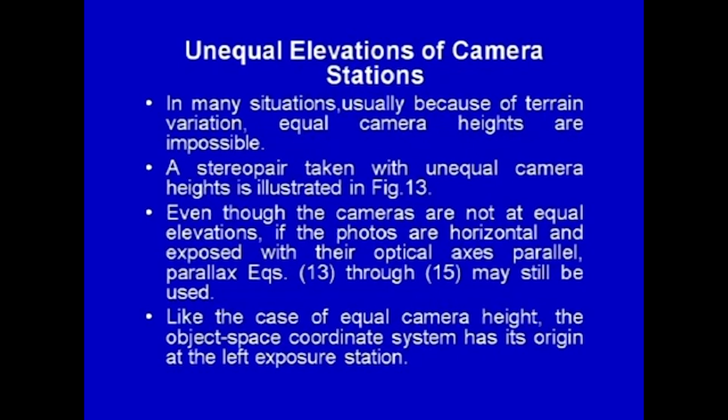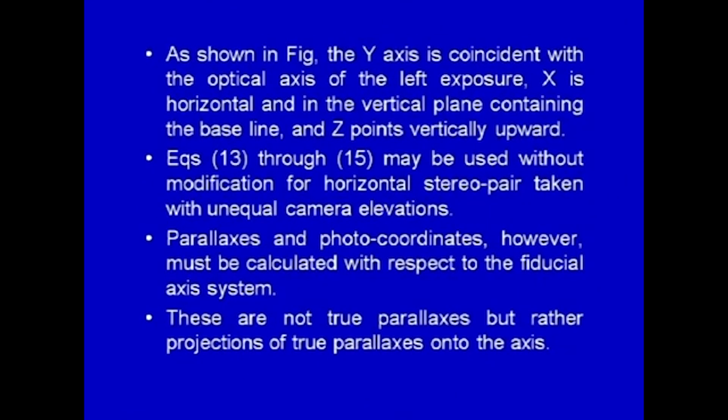Like the case of an equal camera height, the object space coordinate system has its origin at the left exposure station. As shown in the figure, the Y axis is coincident with the optical axis of the left exposure, X is horizontal and in the vertical plane containing the baseline, and Z points vertically upward. Equations 13 through 15 may be used without modifications for horizontal stereo pair taken with unequal camera locations. Parallax and photo coordinates, however, must be calculated with respect to the fiducial axis systems. These are not true parallaxes, but rather projections of the true parallaxes on the axis.